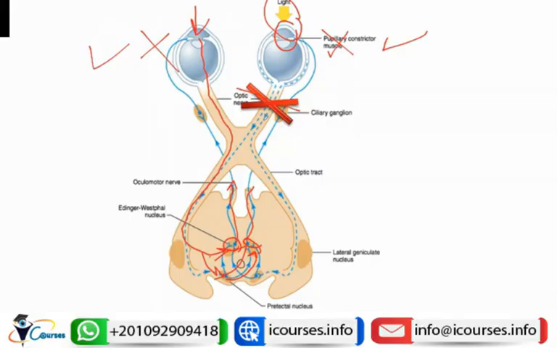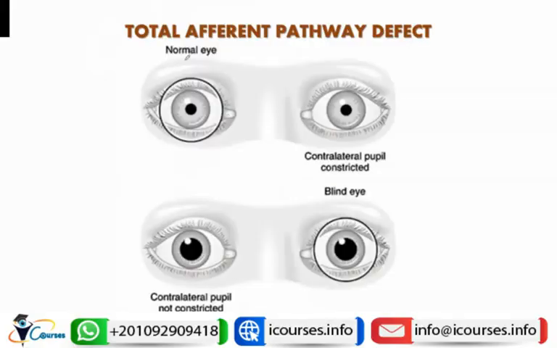So I hope that you get this. In total afferent pupillary defect, by stimulation of the normal eye, both eyes will constrict normally, so there will be normal direct and normal consensual reflexes. But by stimulating the blind eye, there will be absence of reflex in both eyes, so there will be absence of the direct and absence of the consensual reflex. This is called the total afferent pupillary defect.